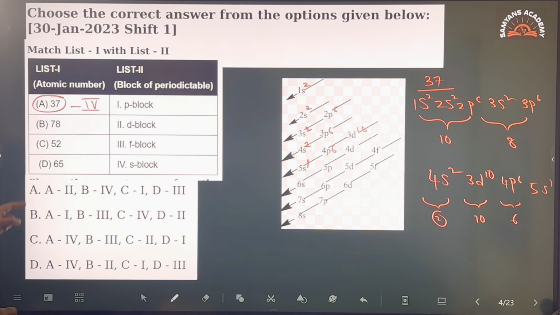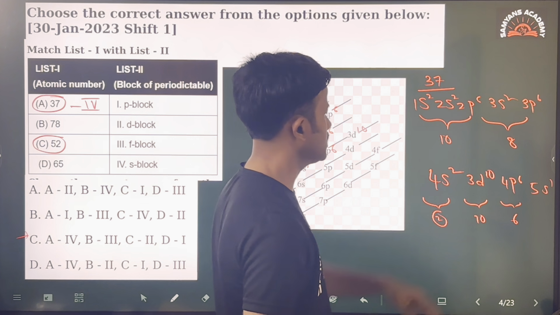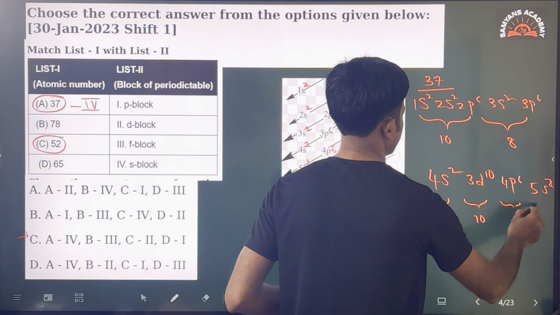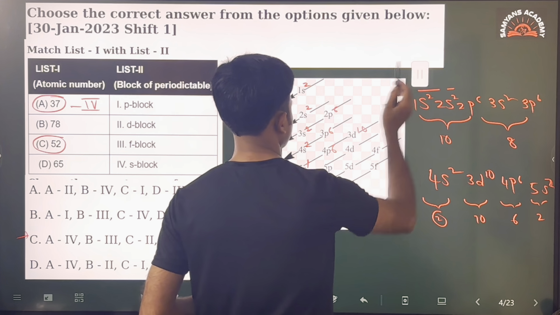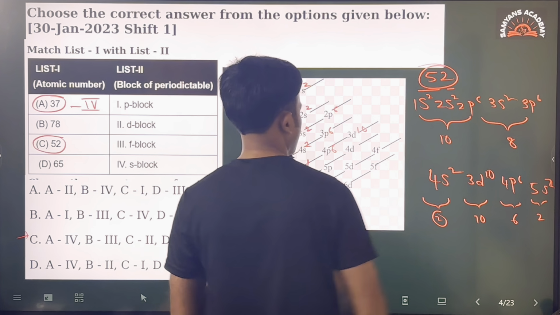Now you see that options C and D are matching with 4, and A with 4. Now check the other elements and decide which one is the right answer. You take 52 next, in C. Continue like this. Up to here 36 is over, and this is 38. Now check the element with 52 electrons.